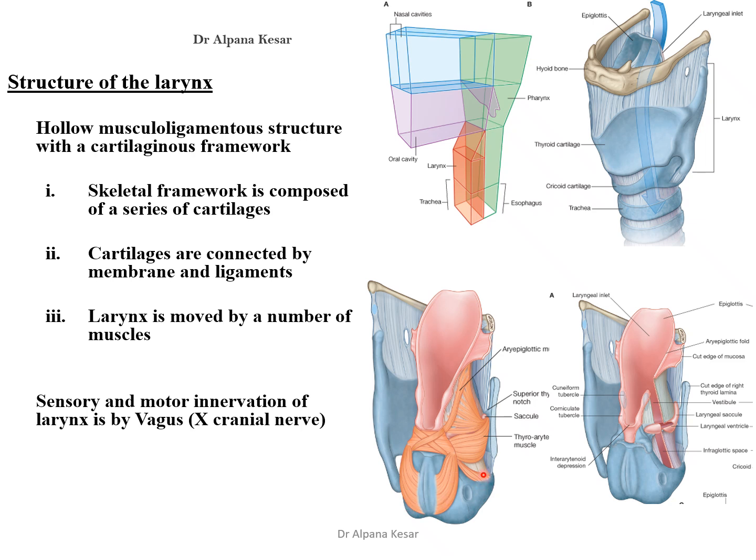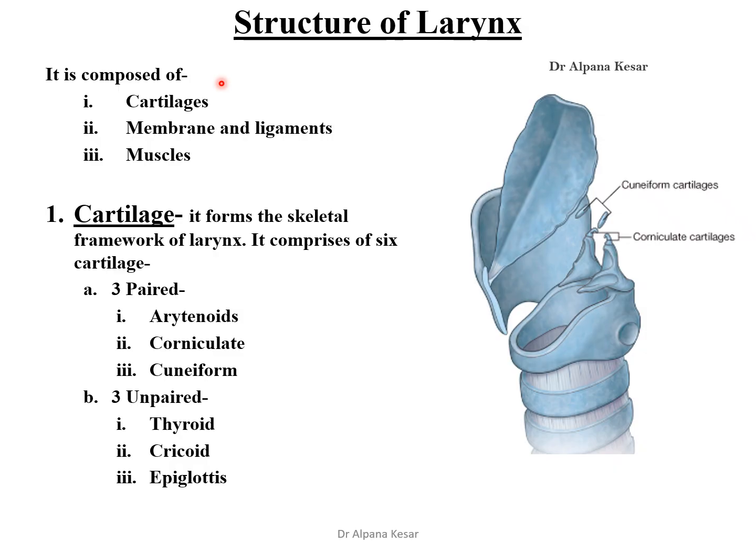Sensory and motor innervation of larynx is by vagus nerve, which is the 10th cranial nerve. Larynx is composed of cartilage, membranes and ligaments, and muscles. There are 6 cartilage that form the skeleton of larynx. Of these 6 cartilage, 3 are paired and 3 are unpaired. The 3 unpaired cartilage are epiglottis, thyroid cartilage, and cricoid cartilage.